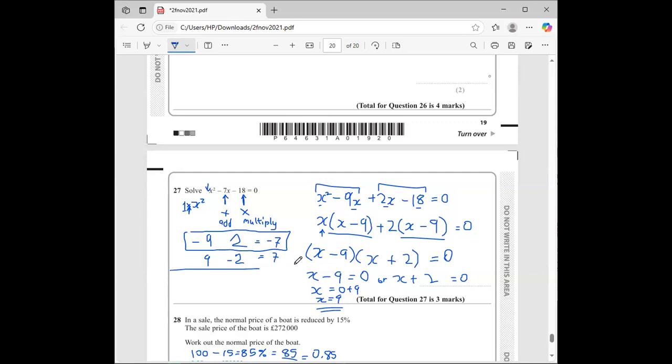Let me draw a line here and move it to this side. So let's do x plus 2 equals 0. Okay, so x plus 2 equals 0. The same thing you did for minus 9, moving it to the other side. If I move plus 2 to the other side, it will become what?